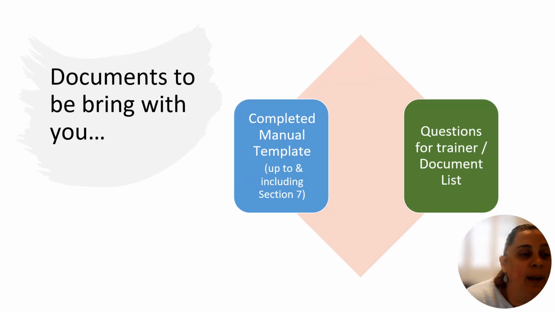In order to make full use of that husbandry manual session 2 and the time with your trainer, please make sure you bring what you've already done. So bring your husbandry manual that you've completed. Now remember, during session 1 you were told that you need to complete up to and including section 7. So if you haven't done that, make sure you get that last bit done by the time you rock up for your assessment session or your class.